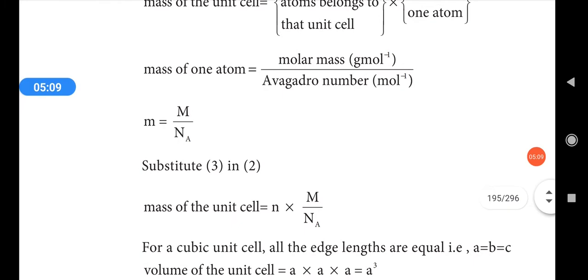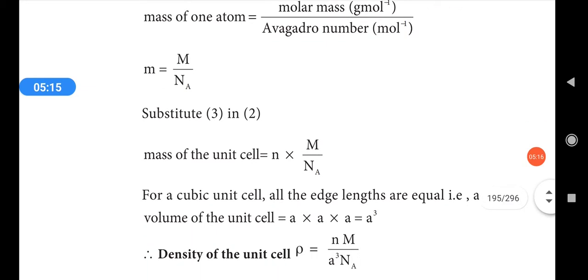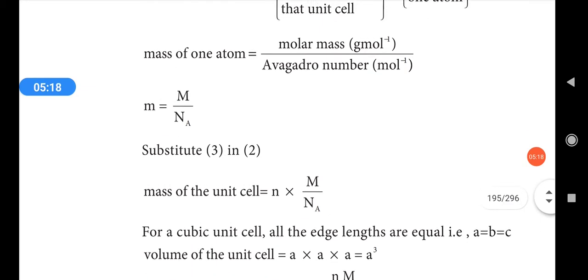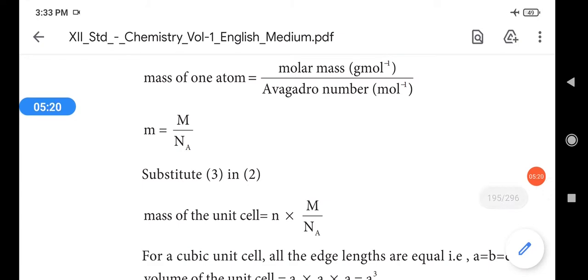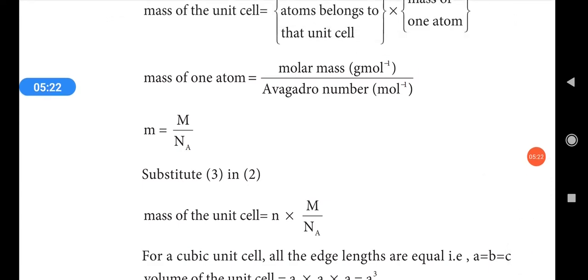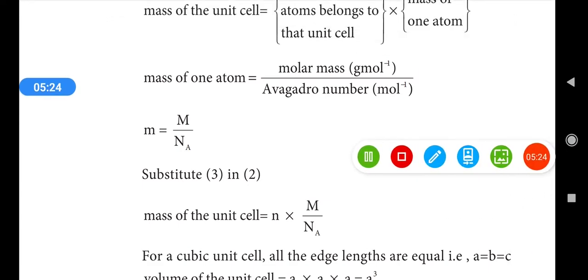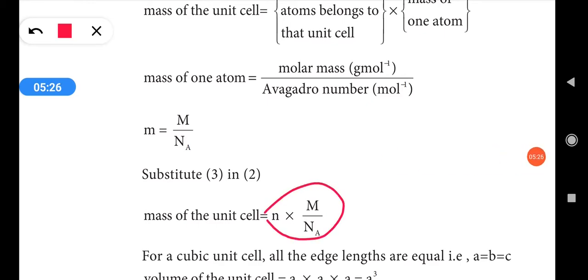So n is the total number of atoms belonging to the unit cell, M is the molar mass, Na is the Avogadro number. Density is the mass by volume. So in place of mass, we can substitute this formula.